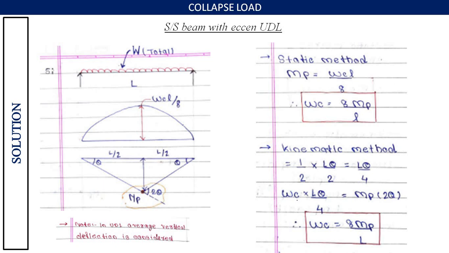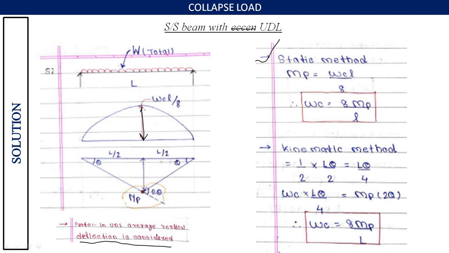Now let us see the simply supported beam with UDL. Let us see it with the static method. It is an important note that in UDL, the average vertical deflection is considered. So let us see the maximum moment for the static method.